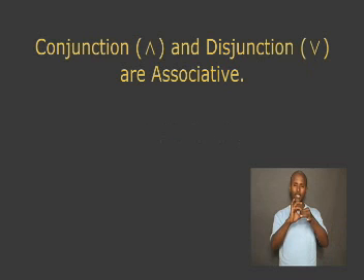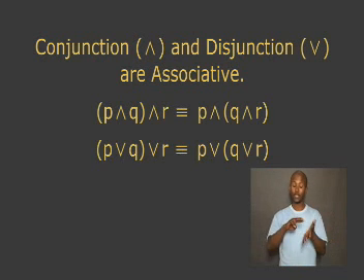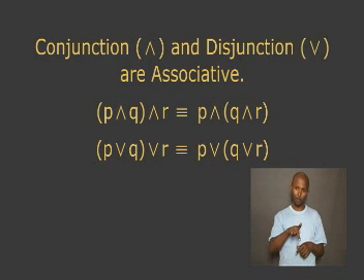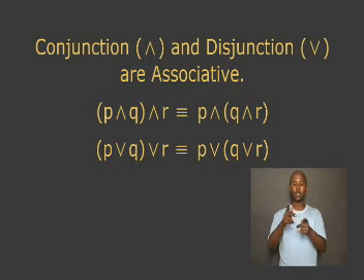Conjunction and disjunction have other properties as well. They are associative. This means for conjunction that for propositions P, Q, and R, the statement (P and Q) and R is equivalent to the statement P and (Q and R). The placement of the brackets makes no difference as to the meaning of the statements.